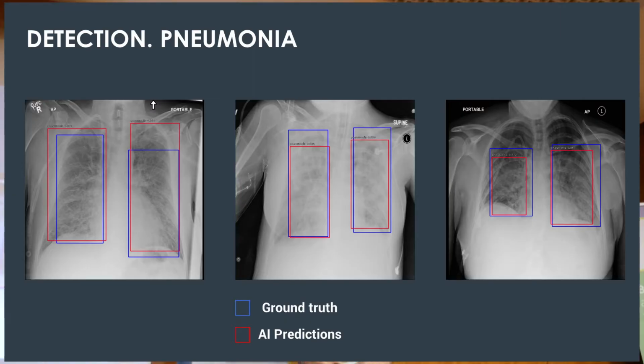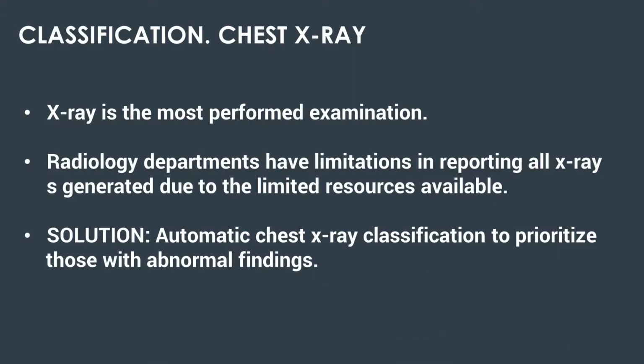In this case, we train a convolutional neural network by using a huge amount of chest X-rays labeled by experienced radiologists, and what we obtain is a model that allows us to detect the position of the pneumonia on a chest X-ray.